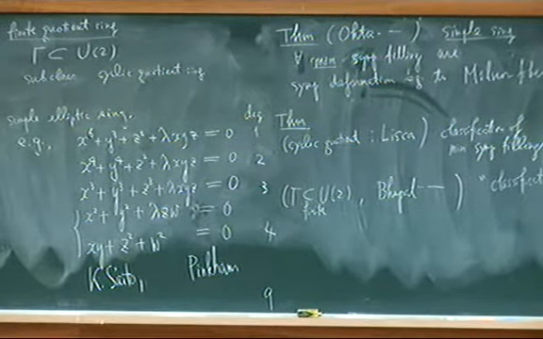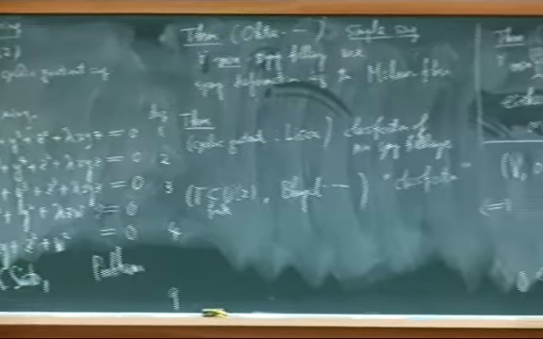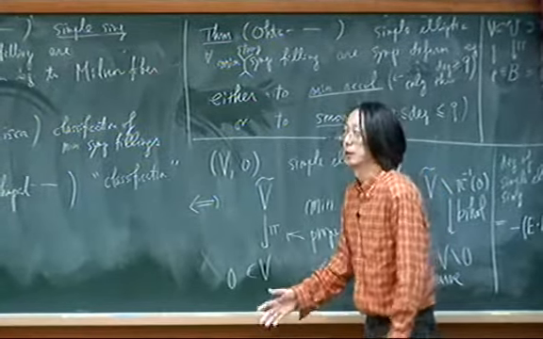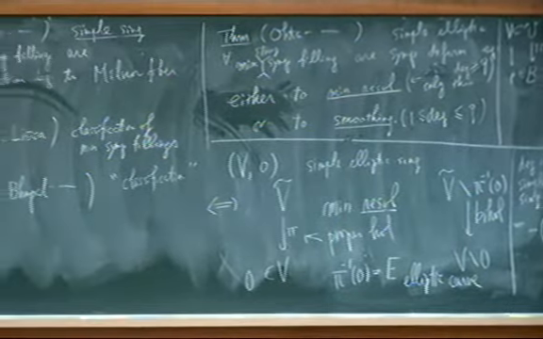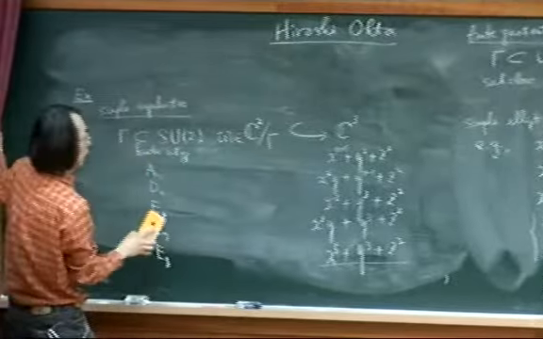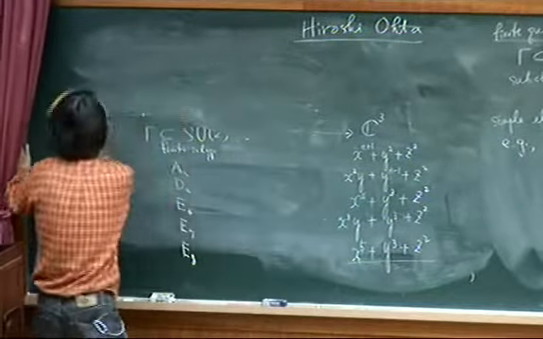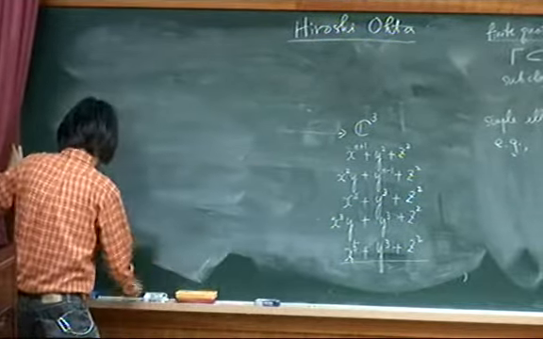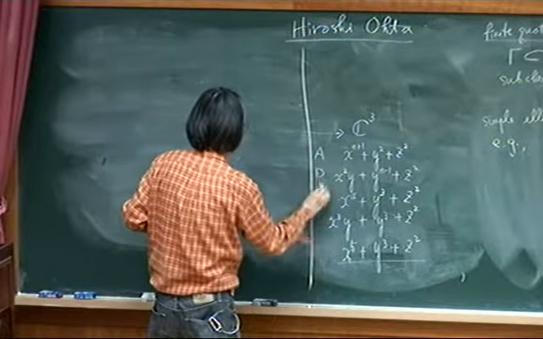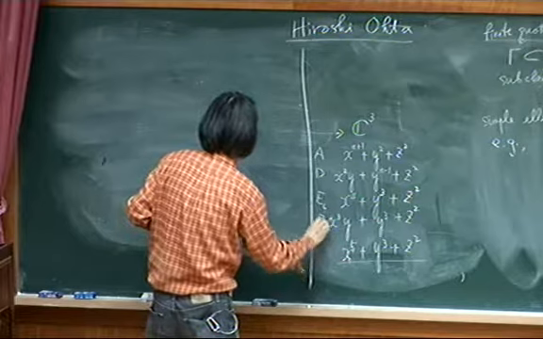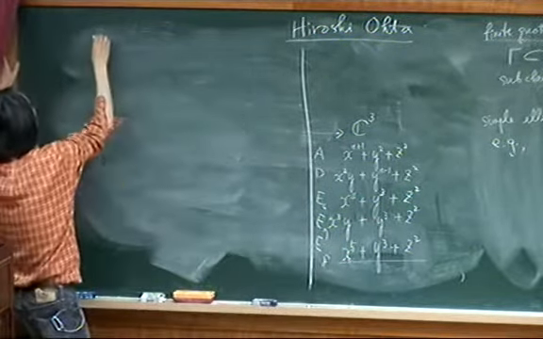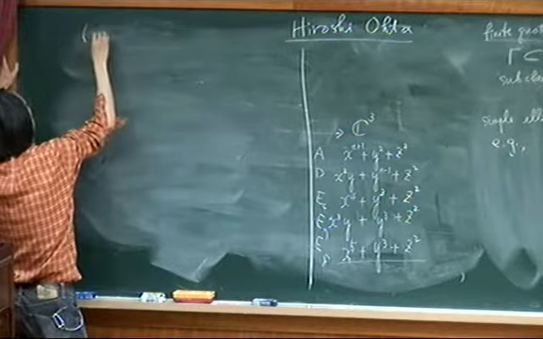I have to explain, sorry. So I only explained the symplectic filling so far. Now I have to explain this. So I want to keep this thing a little bit. It's A, D, E6, E7, E8. Okay.